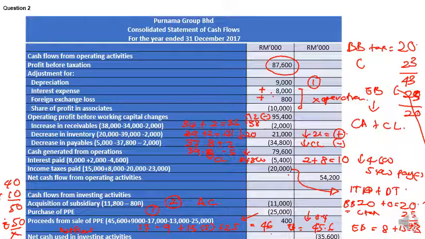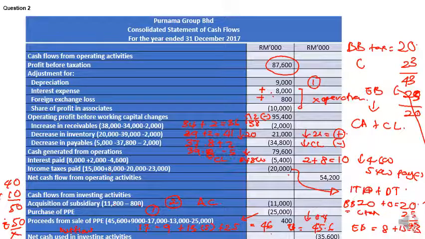Foreign exchange loss we also need to add back, because it's not an operating activity and is not related to the profit from operations. Share of profit in associate we need to minus, because previously you added the amount here, so you need to minus it since it's not related to the operations. Then we have operating profit before working capital changes.